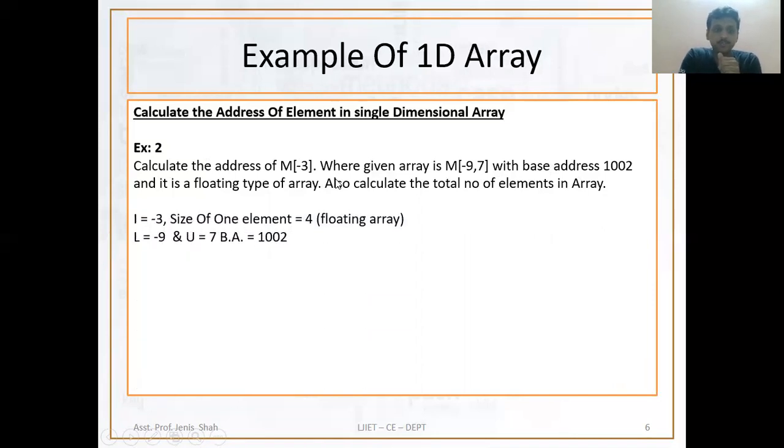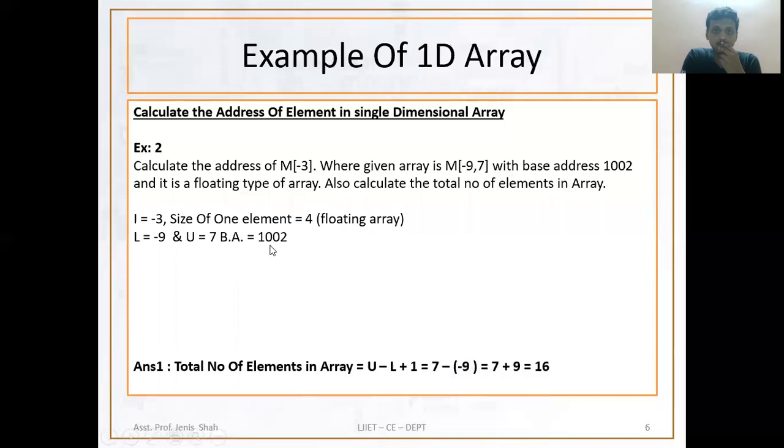Fine. Put the values. I is equal to minus 3. Size of elements is 4 because it's a floating type array. Next, lower bound is minus 9, upper bound is 7. So L is equal to minus 9, U is equal to 7. Base address is equal to 1002.